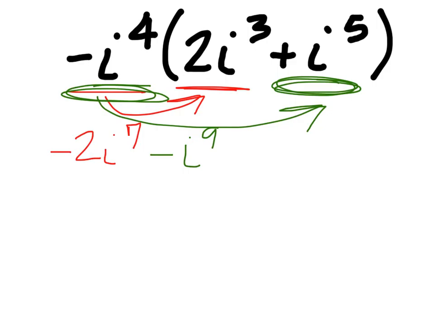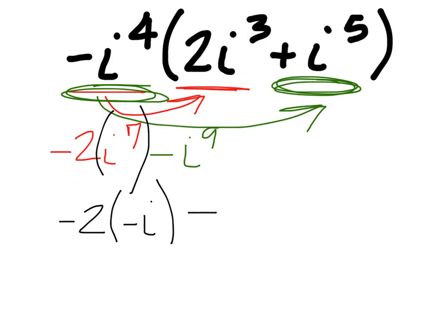So we have to go through here and simplify. What is i to the 7th? Yes, it's negative i. So we have a negative 2 and a negative i multiplied together. We'll go back and simplify that after we do i to the 9th. What is i to the 9th? i, that's right. So now when we simplify the front part, we have a negative 2 times a negative i. What is that? Positive 2i, right. And then we're left with an i.